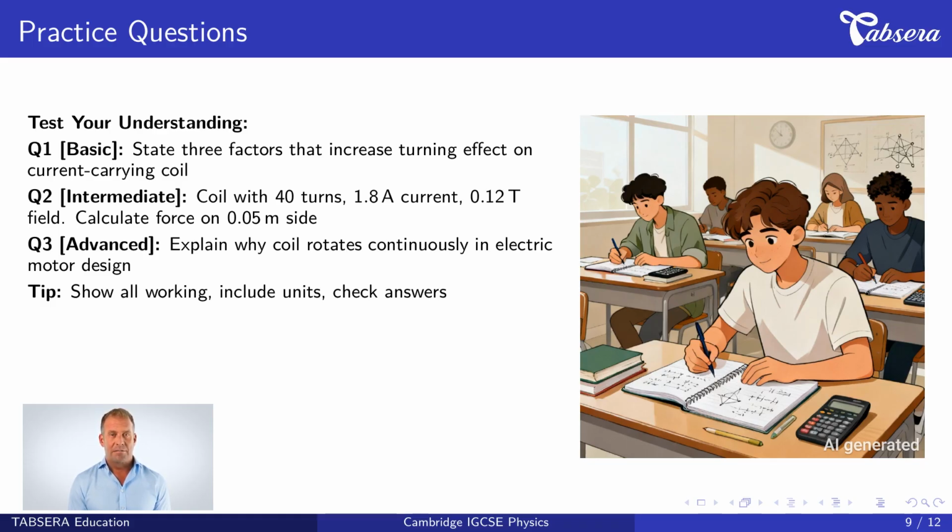Question 3 is advanced level. The question is, explain why a coil rotates continuously in an electric motor design. This tests your analytical understanding of practical applications. For all questions, remember to show your working clearly, include units in every step, and check your answers make physical sense.